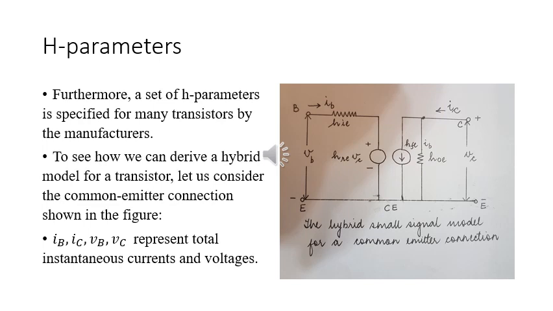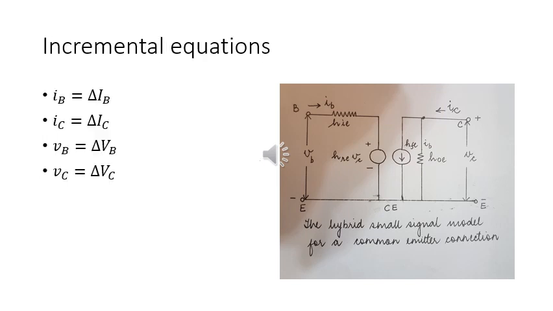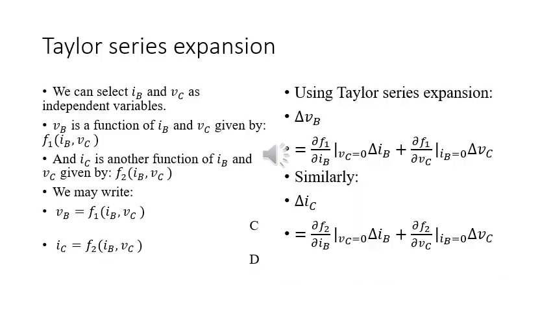To see how we can derive a hybrid model for a transistor, let us consider the common emitter connection shown in the figure on the right. IB, IC, VB and VC represent total instantaneous currents and voltages. ib represents the change in base current, that is delta IB. ic represents the change in collector current, delta IC. vb represents the change in base voltage, delta VB. vc represents the change in collector voltage, delta VC.